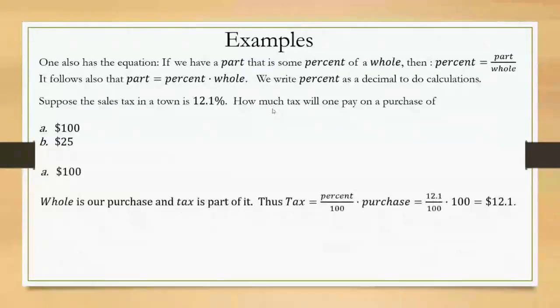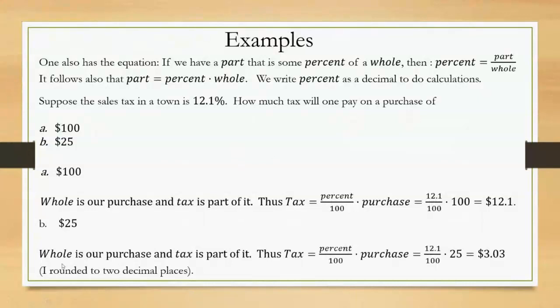Okay. So that's what 100. With 25, it's really the same idea. Basically, what's happening is tax again is part, whole is the entire purchase. So really what we have then is over here, we have tax equals the percent, which is in decimal form, meaning it's divided by 100, or move to the left 2 spaces, same thing, times the purchase. But again, we're looking for the tax. That's why I'm doing this.